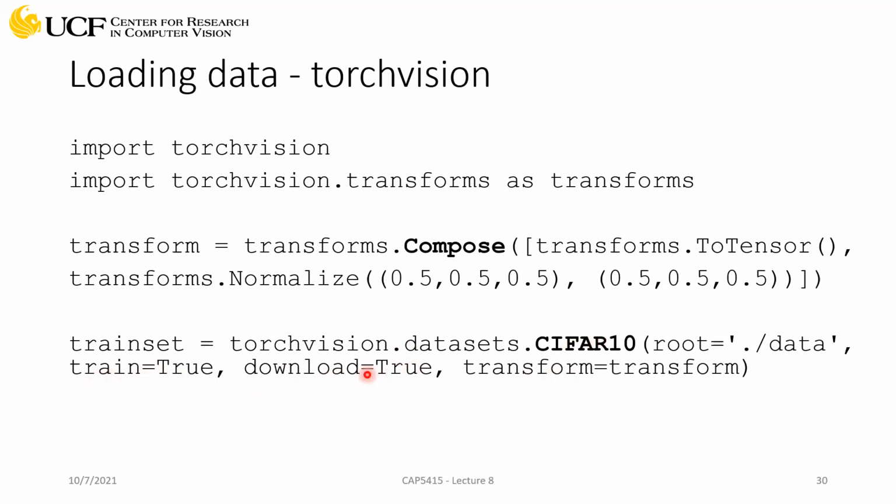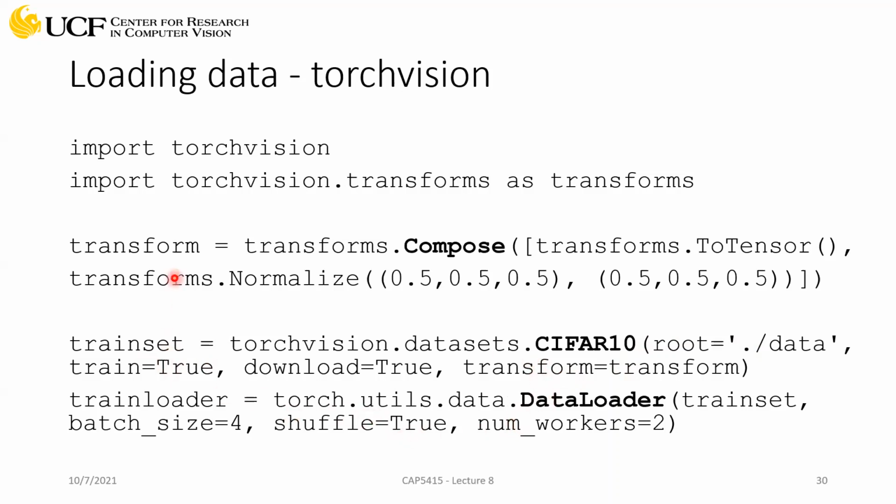Download equals true. Again, this is a parameter. If it's not there in this location, it will be downloaded from the link which you will provide. And then the transformation. This is the important step. Whenever you define your data set, you will pass this transformation parameter, which is the transformation you defined previously. Then all these transformations will be automatically performed on all the images which are being loaded through this data set. Okay, so that's how you do that.